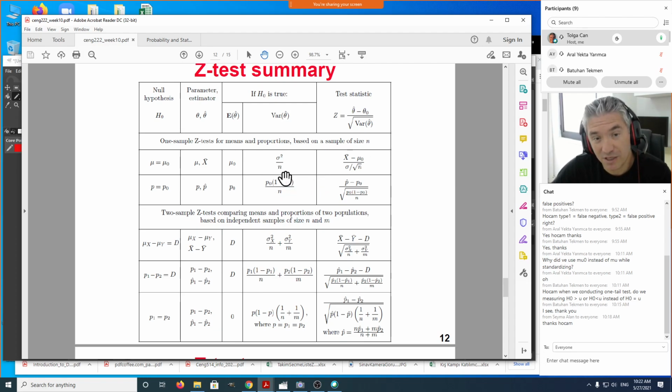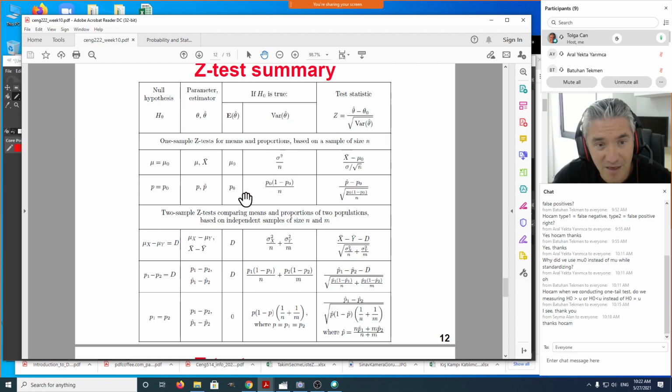So actually the population variance assuming that H0 is true. And here, actually, this is not the population variance, this is the standard error. It's the variation of our estimator. The variance of our estimator is going to be this, and it's going to be this.